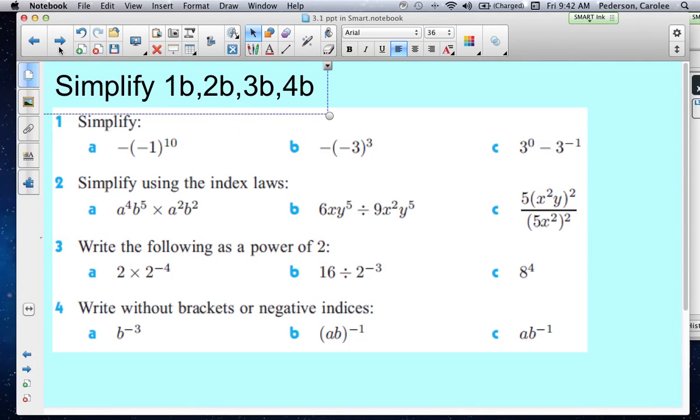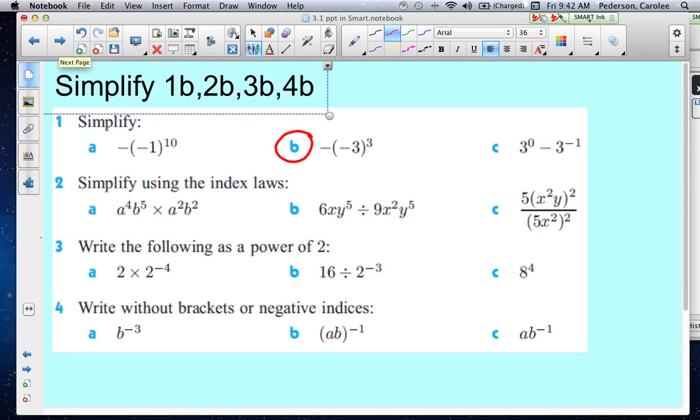Okay, first slide, I just pulled this from an IB textbook. I'd say you probably don't need to write them down if you don't want to, just kind of reviewing the power rules and how you simplify with powers. So I'm just going to pick the B's to do. So you're going to kind of help me through it.